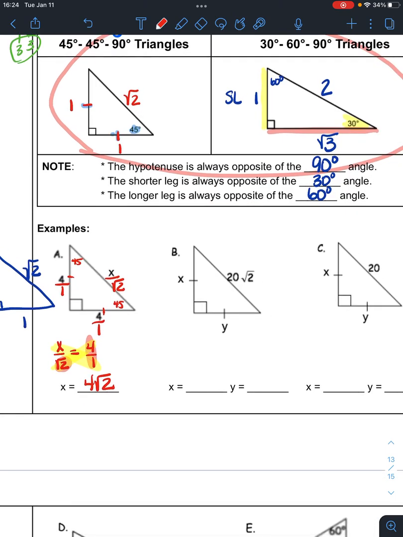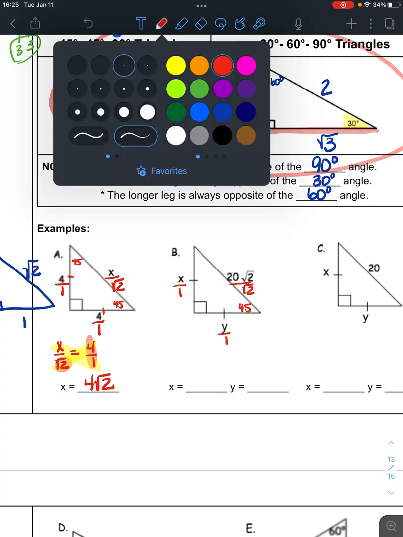Okay, so let's look at B. I can see that B is isosceles, which means this is a 45, 45, 90. Later on, when they're mixed up, you're going to have to be able to tell which triangle did I use. So I match it up with my reference triangle. Anytime you see 45s and 30s and 60s, this is what you do. Match it up with your reference triangles.